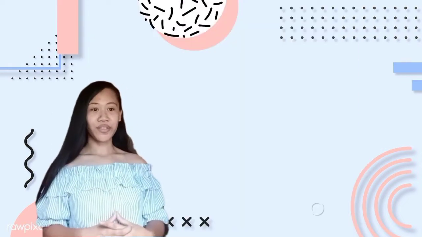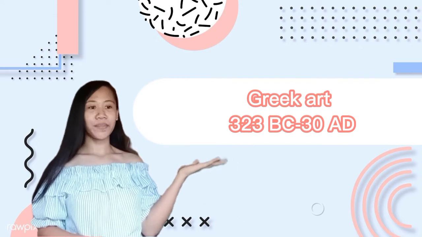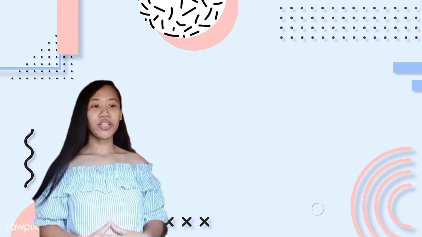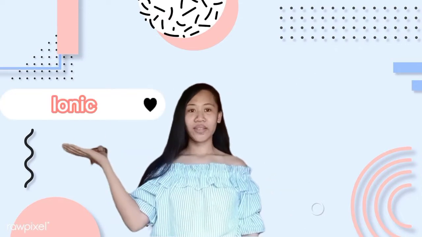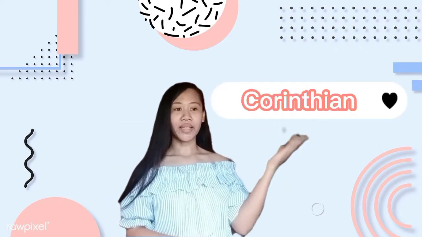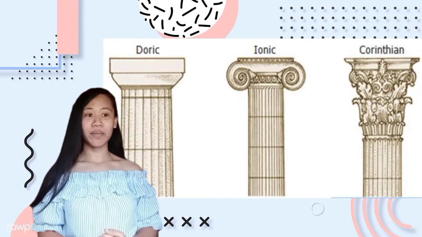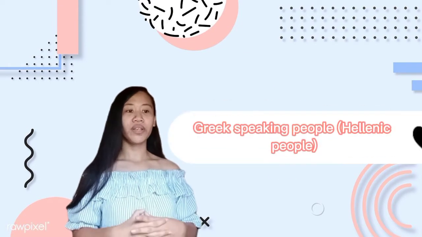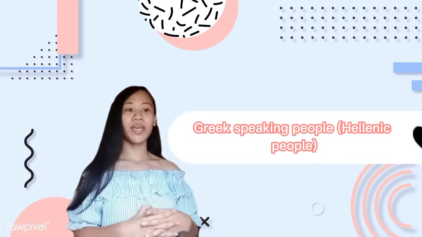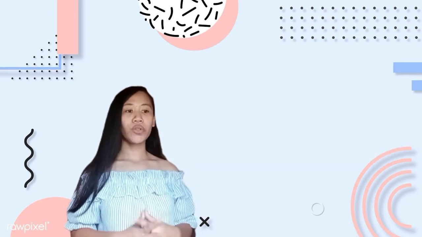Let's move on to Greek art from 23rd century BC to 30 AD. Its dimension used was either the Doric, Ionic, or Corinthian style, depending on the region and the purpose of the architecture being built. Ancient Greek architecture came from the Greek-speaking people called Hellenic people, whose culture flourished on the Greek mainland.